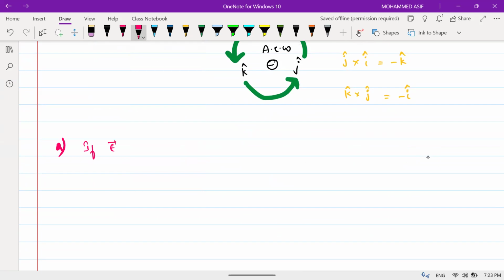If electric field is along the positive x-axis, speed of light is along your z-axis, and magnetic field will be in which direction? Can anyone tell me? Magnetic field is along your j cap. All of them are perpendicular to each other.